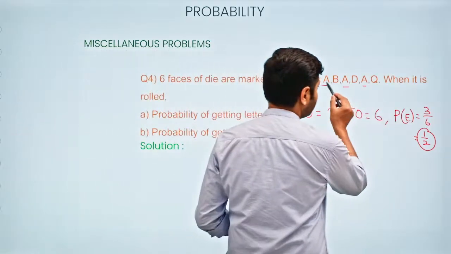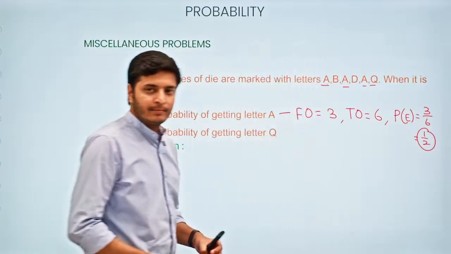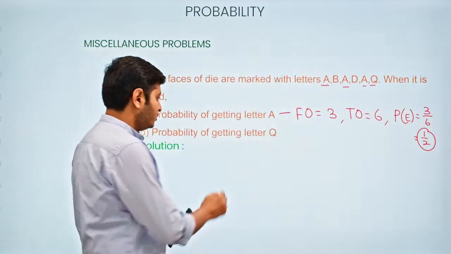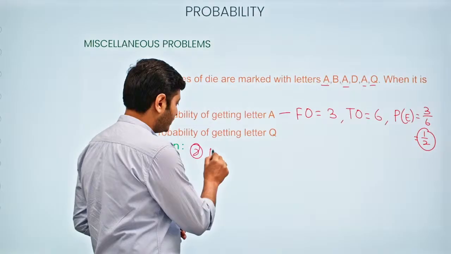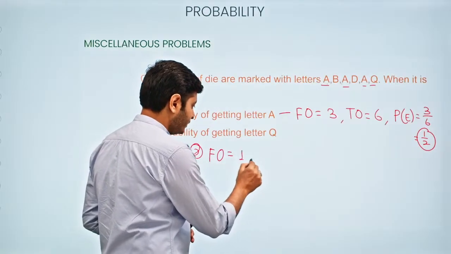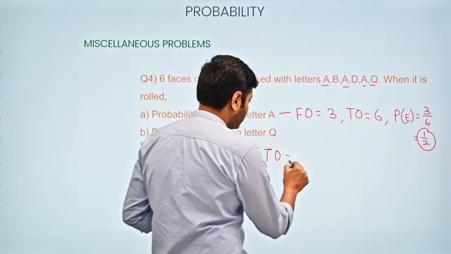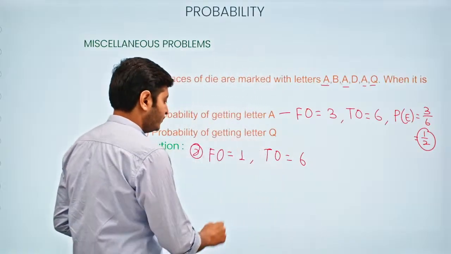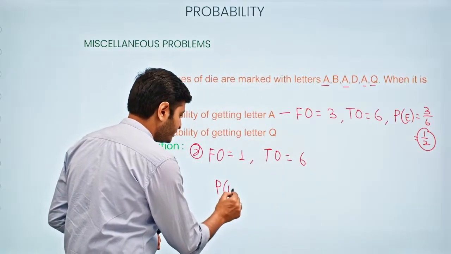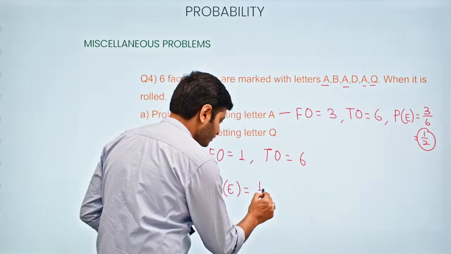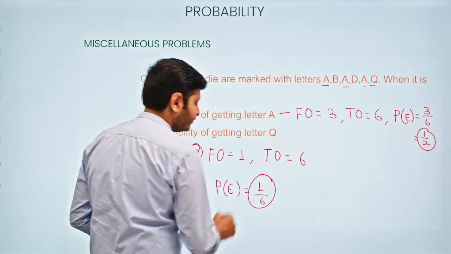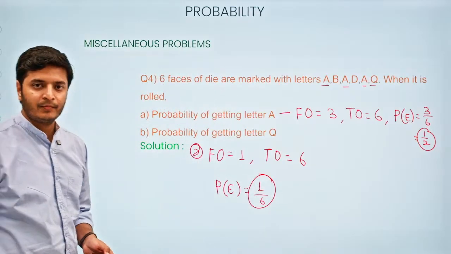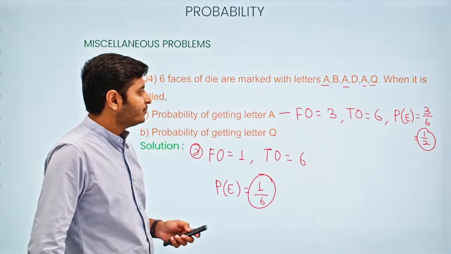Second part, probability of getting letter Q. How many favorable outcomes? There is only one face which is marked with Q. So for the second part, favorable outcomes 1. Total outcomes 6. So the probability of this event to happen is 1 by 6. Answer. This is how you can find it.